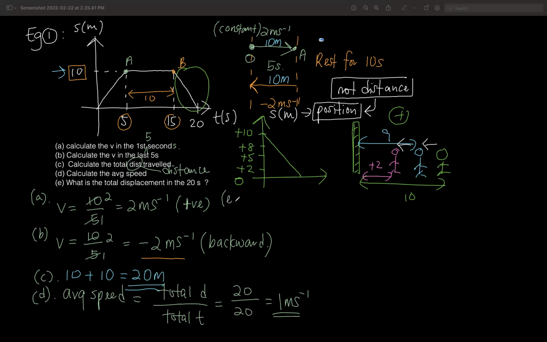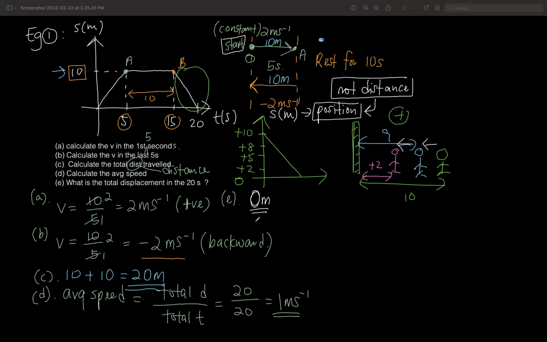And E. What is the total displacement in the 20 seconds? Displacement. I started at point O. I moved 10 meters to the right at point A. I took a rest and I come back 10 meters. What is my displacement? I come back to the original point. My displacement is 0. It's like I had not moved at all. So 0 meter.